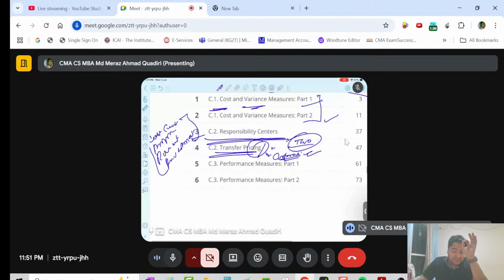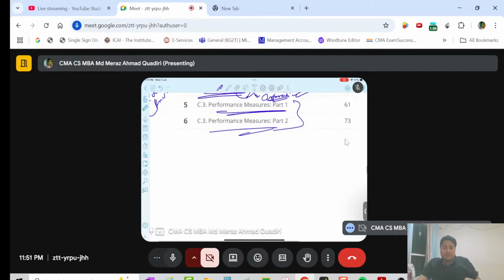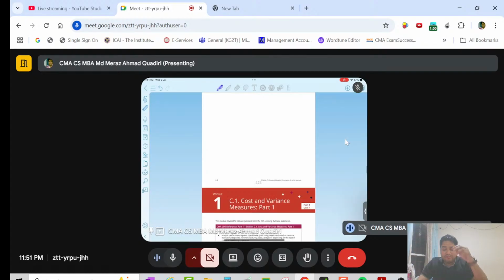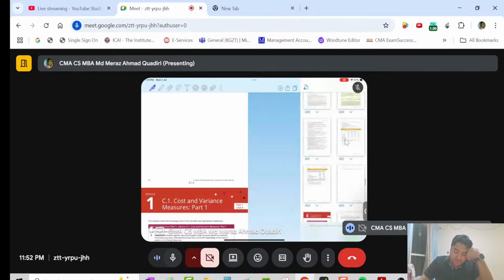Then performance management measures 1 and measure 2. Here you will learn the balanced scorecard and other theoretical ways to interpret your financials for your management reports, for your management or senior levels. Now coming to the next section, I will make clear what you are going to learn there also.